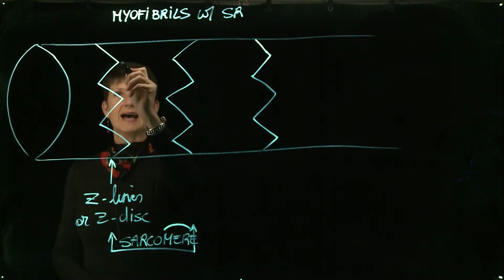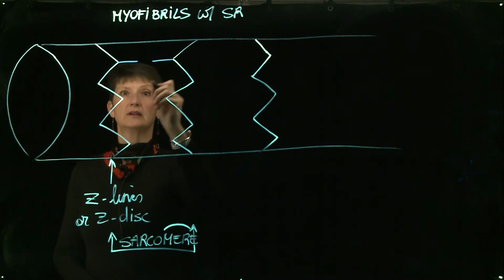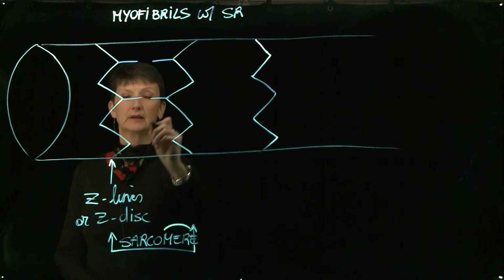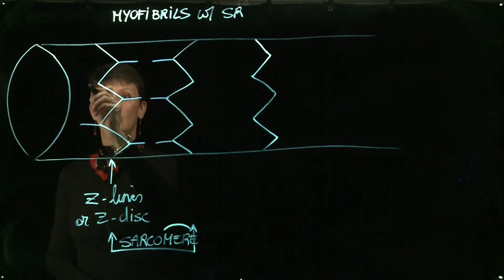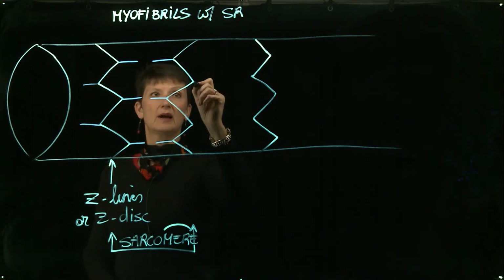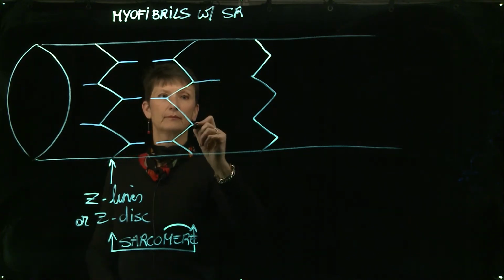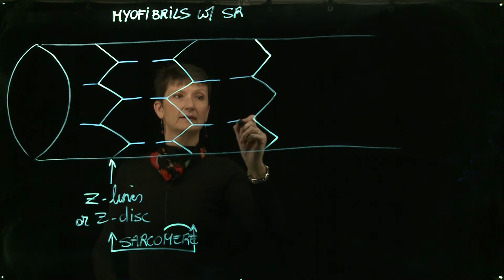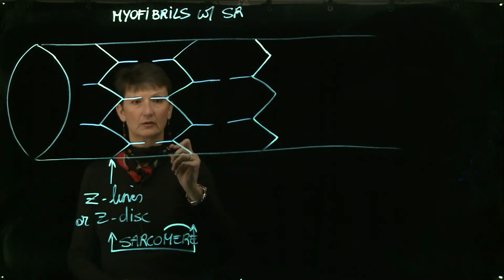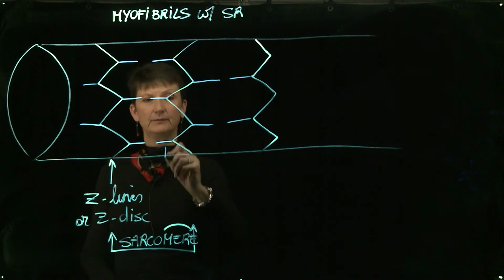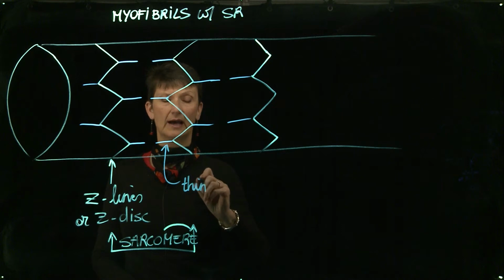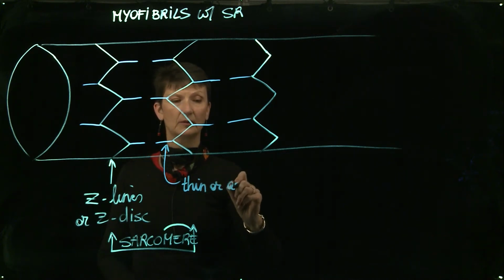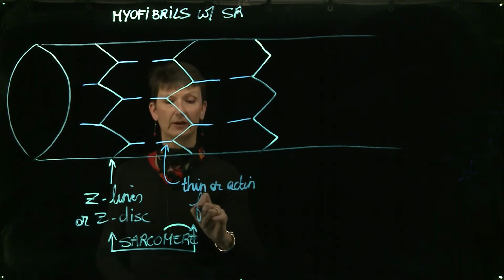We find that attached to the Z lines are what we call our thin filaments. And they do not touch. So they arise from these Z lines as such. And as I said, they do not touch. So these are our thin filaments, and their main protein is called actin. So we can also call them actin filaments.